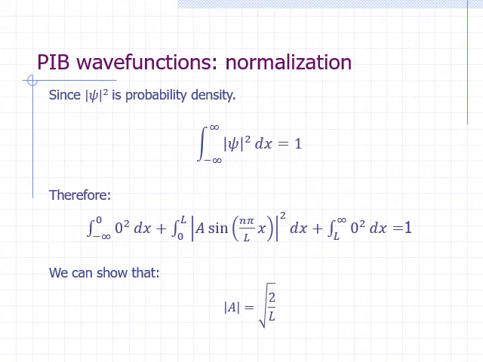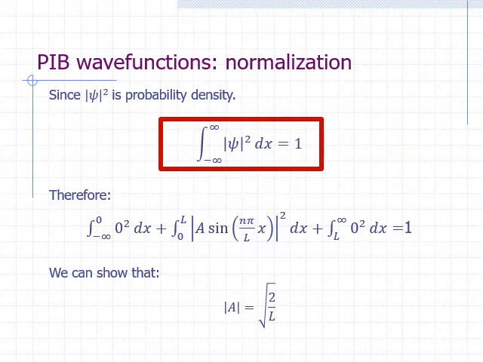Since the square of the absolute value of psi is interpreted as a probability density function, its integral over all possible locations must be equal to 1. In other words, the integral of the square of the absolute value of psi from x equals negative infinity to positive infinity must be equal to 1. This is called the normalization condition.